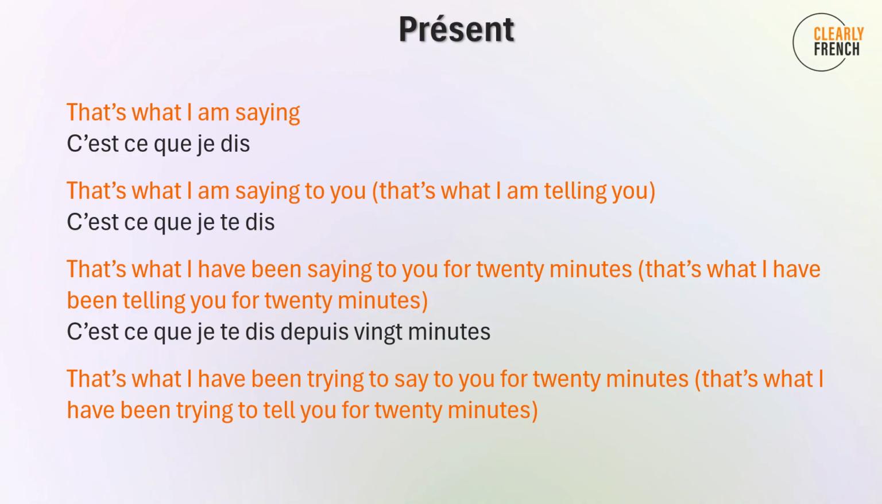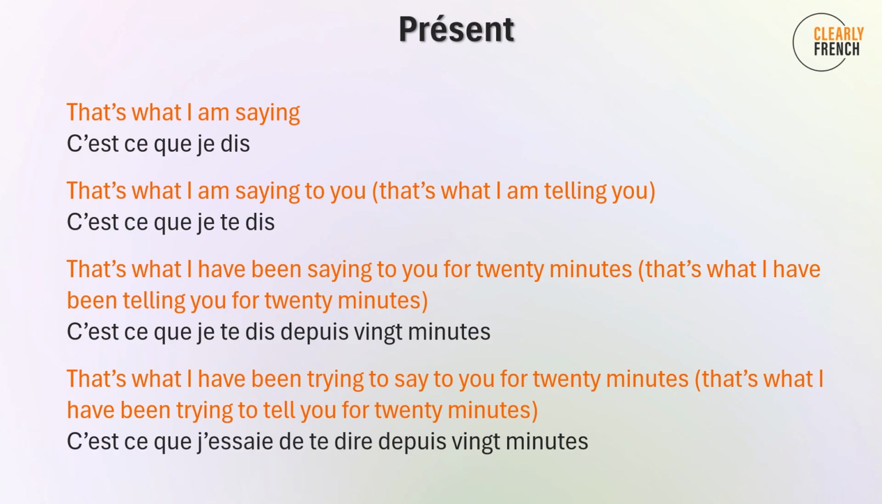Now let's add to that, that's what I've been trying to say to you for 20 minutes. That's what I've been trying to tell you for 20 minutes. C'est ce que j'essaie de te dire depuis 20 minutes. So j'essaie de is I try to say to you, te dire. All in the present tense again, because you've got depuis in the sentence and it's ongoing.